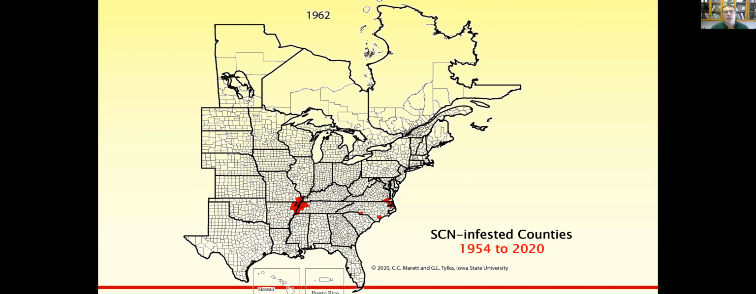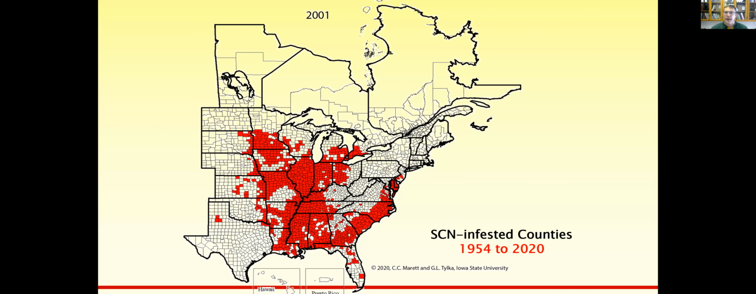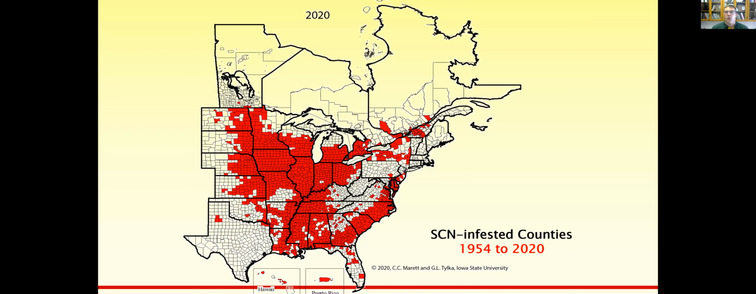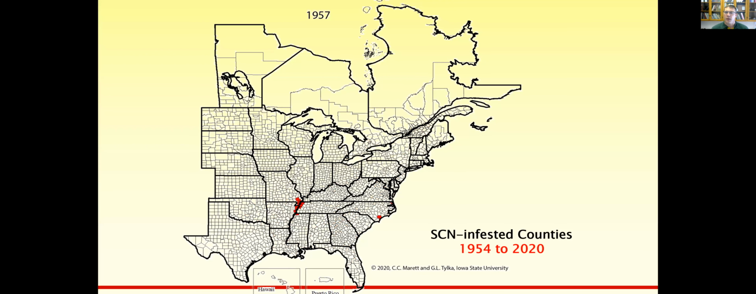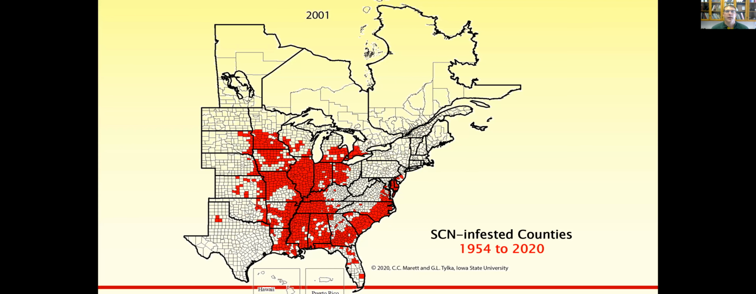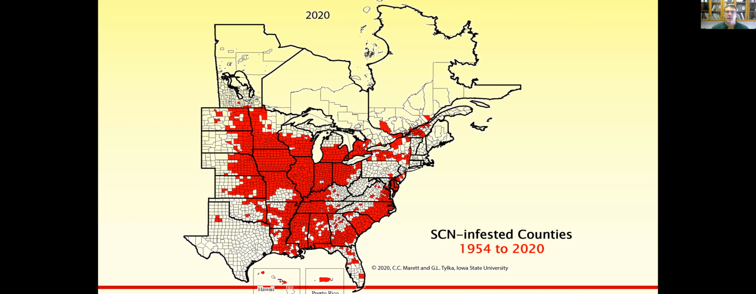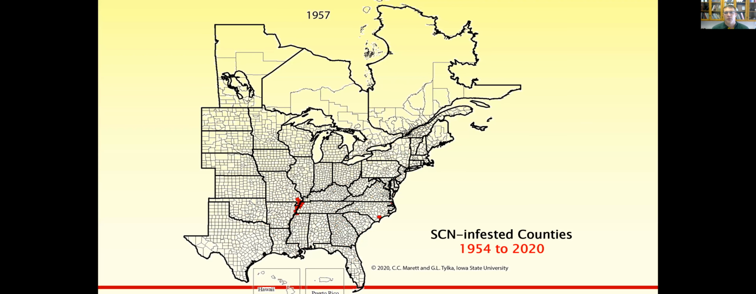So I mentioned soybean cyst nematode is invasive. It was first found in North Carolina in the 50s. And from there was a spot that showed up in the boot heel of Missouri. And that's probably where our SCN came from. Once it landed in that area, over the next 50 to 60 years, it spread pretty much with soybeans wherever soybeans were grown.